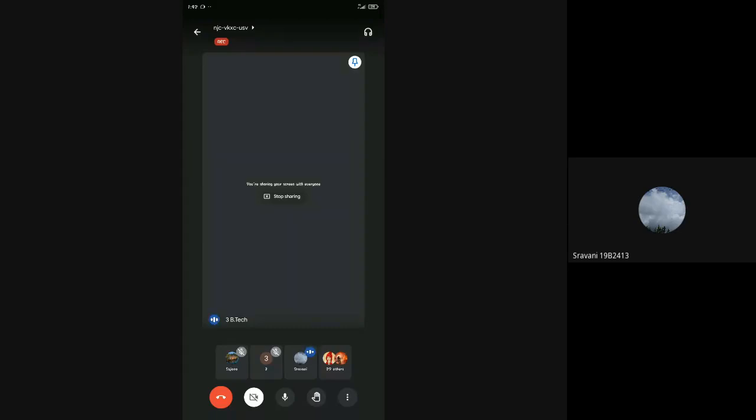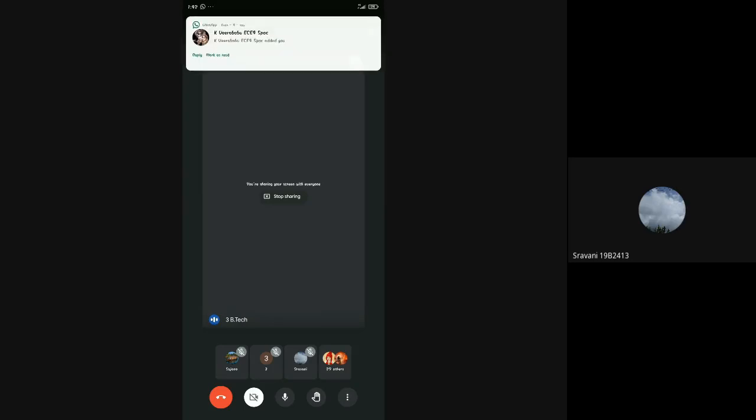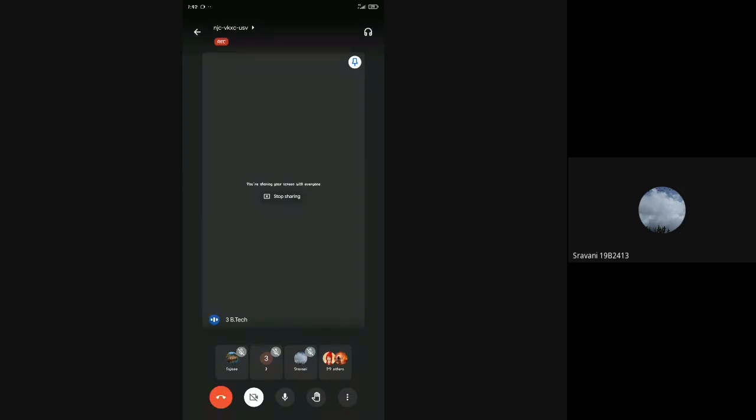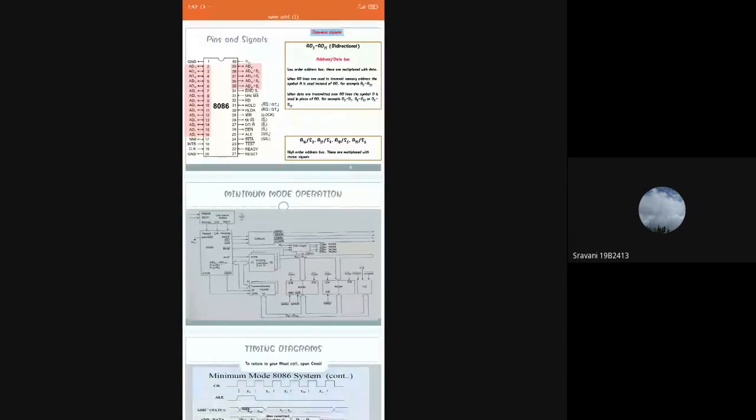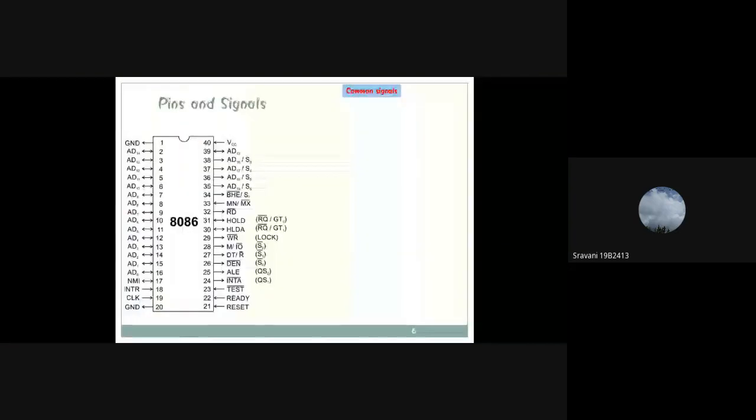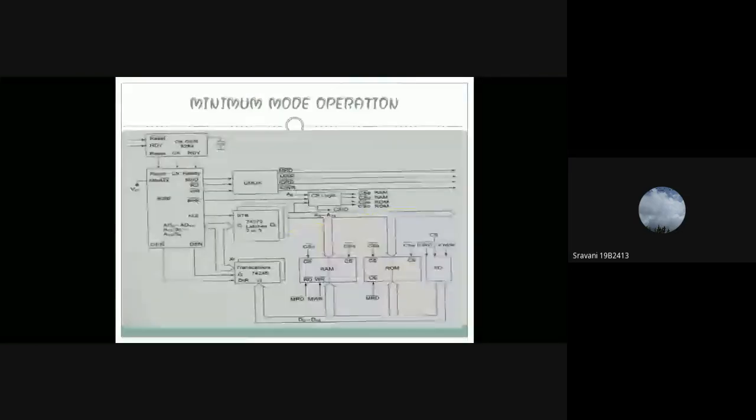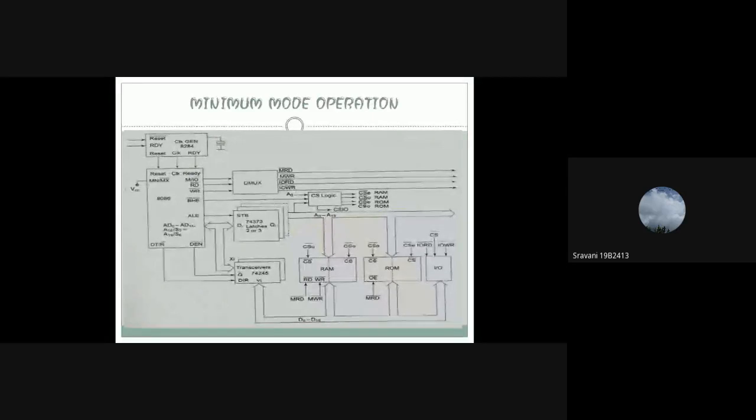In today's class we'll see the minimum mode operation, with a clear explanation using the timing diagrams: how the microprocessor is made to operate in minimum mode, and how the timing variations are calculated in the minimum mode operation. So you are able to see the screen, right?